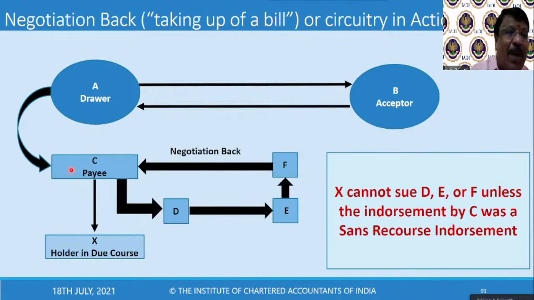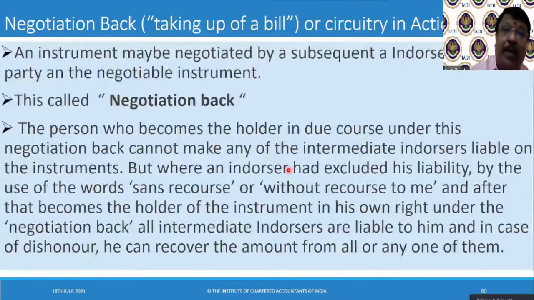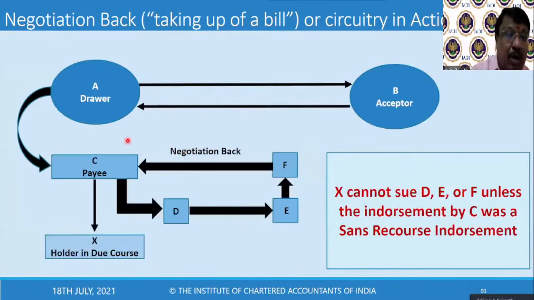It's called negotiation back or circuity of action. The same person, a prior party, becomes a subsequent endorsee. One of the prior parties becomes an endorsee. Then what happens? There's something called circuity of action. How to understand it? C gave it to D, E, F, then F again gives it to C. So C is again in possession as an endorsee. Now C has two roles here: C as the payee endorser, one role, and endorsee.